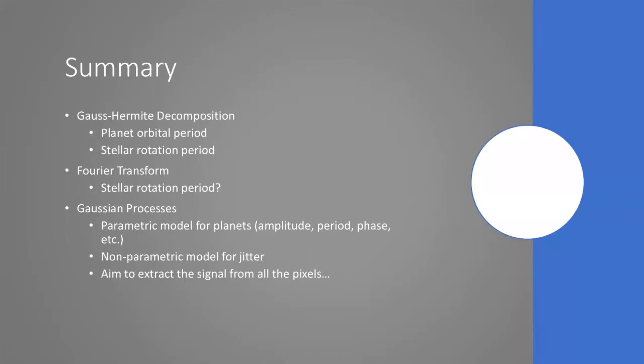So as a summary, these are the 3 recipes I presented. We can use the first 2 recipes, what we know about the star, as a prior to inject into the Gaussian processes, because the more we know about our model, the more we know about how the noise behaves, the better we can recover our signal.